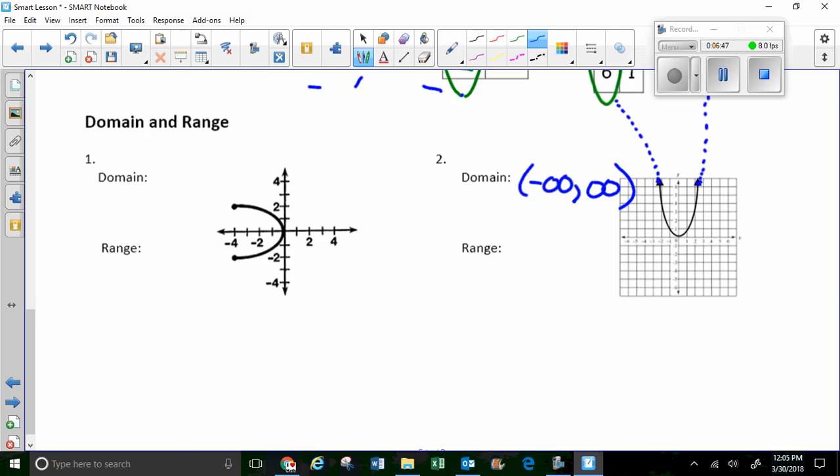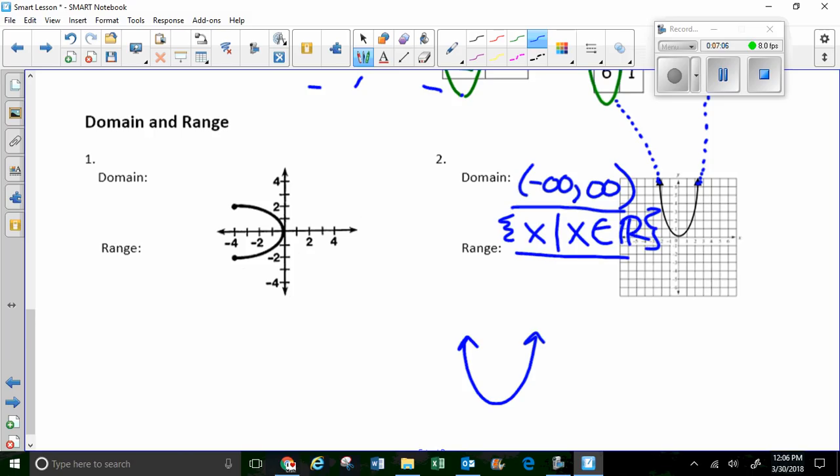In fact, anytime you have a U shape like this with arrows on the end, this is going to be exactly the same. And the set notation will be exactly the same. X such that, if you remember for all real numbers, it's always x is all real numbers. So it's written like this. Again, that's going to be the same for every U shape that goes on forever. Even if it's an upside down U, the domain is going to be exactly the same. So that's super important.